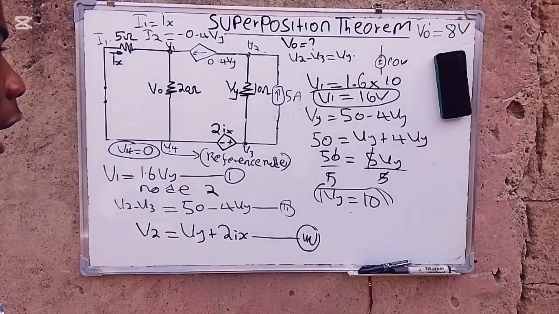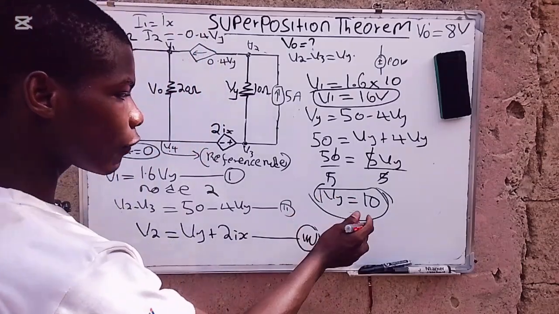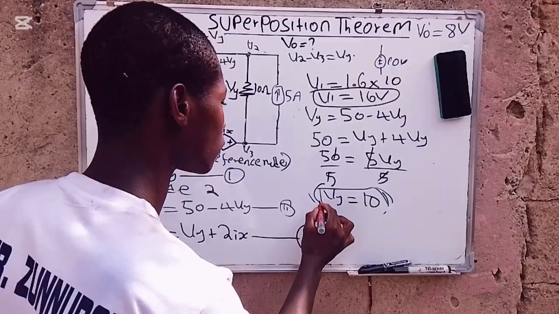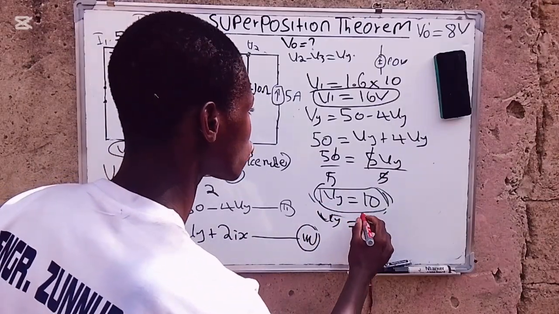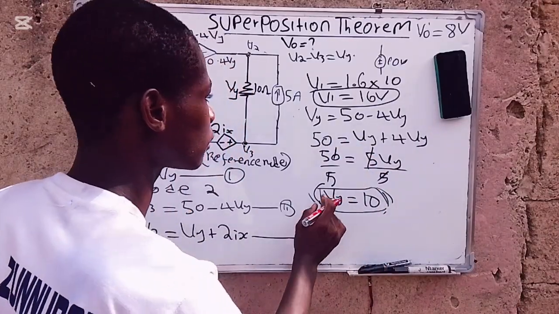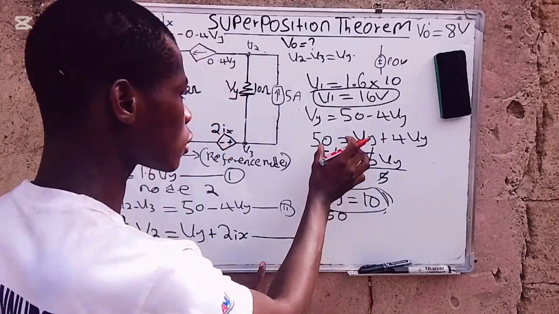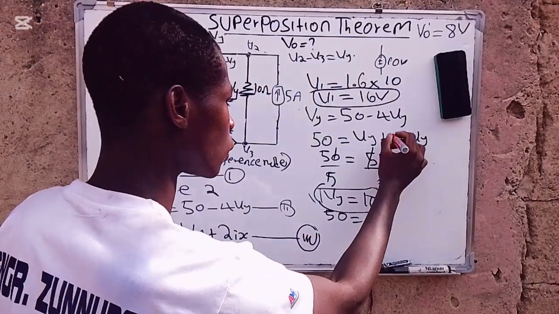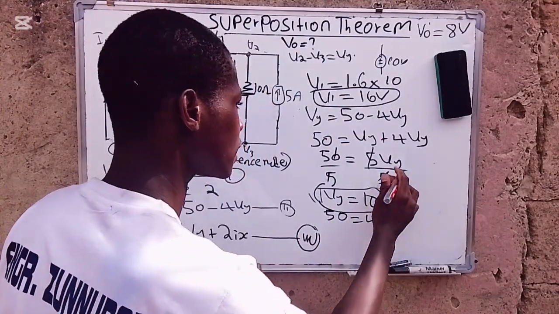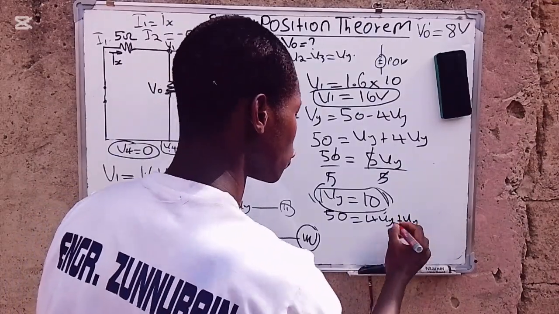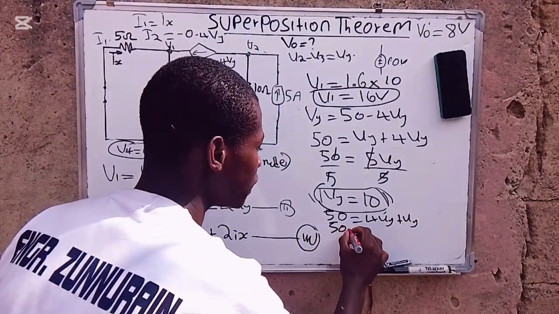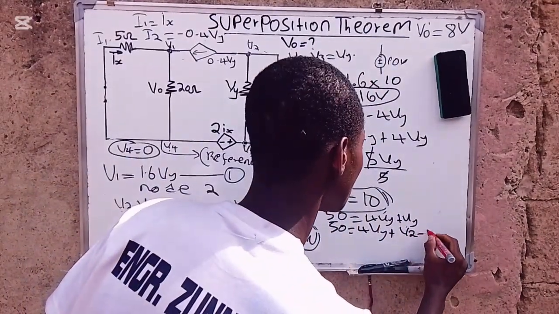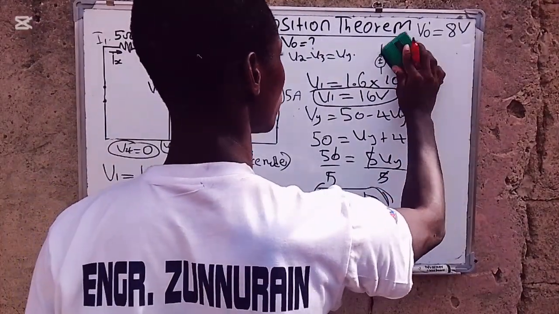There is something that I need to tell you. You can also find this Vy, which is equal to 10, another way. Let me say 50, because this 50 is equal to 4Vy plus Vy. I say that 50 is equal to 4Vy plus this Vy. Vy is the same thing as V2 minus V3. Yes, this is the easiest way.